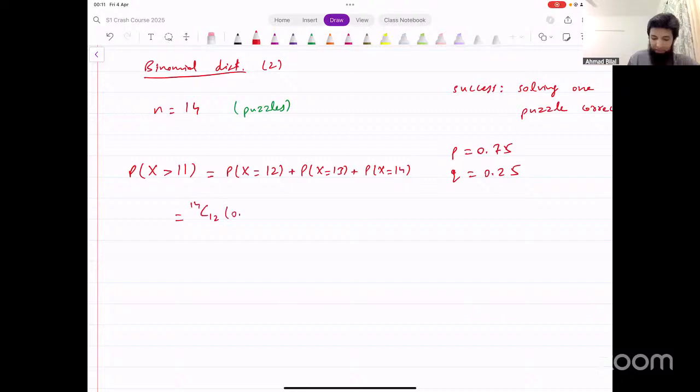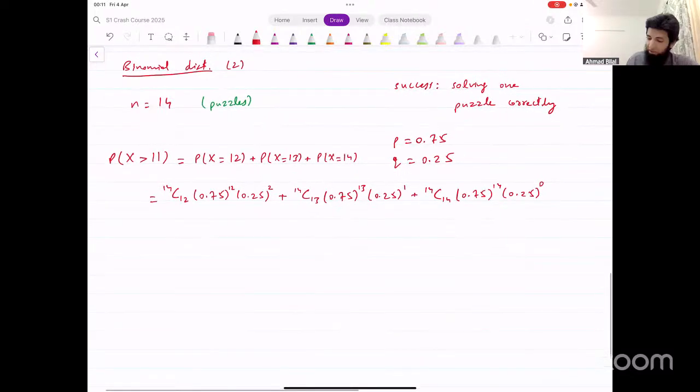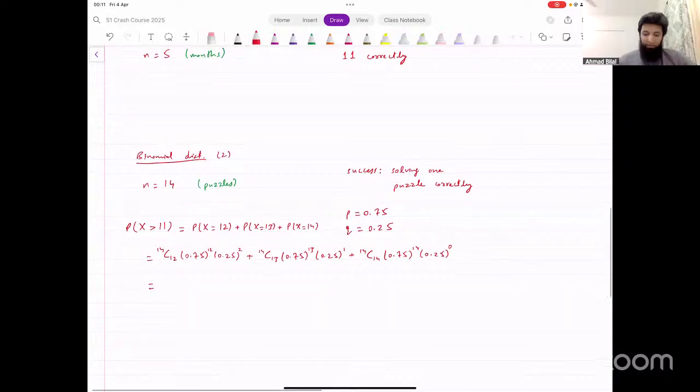14C12 into 0.75 raised to power 12 into 0.25 raised to power 14 minus 12, which is 2, plus 14C13 into 0.75 raised to power 13 into 0.25 raised to power 1, plus 14C14 into 0.75 raised to power 14 into 0.25 raised to power 0. What's this number? Has anyone done this? What is this resulting?